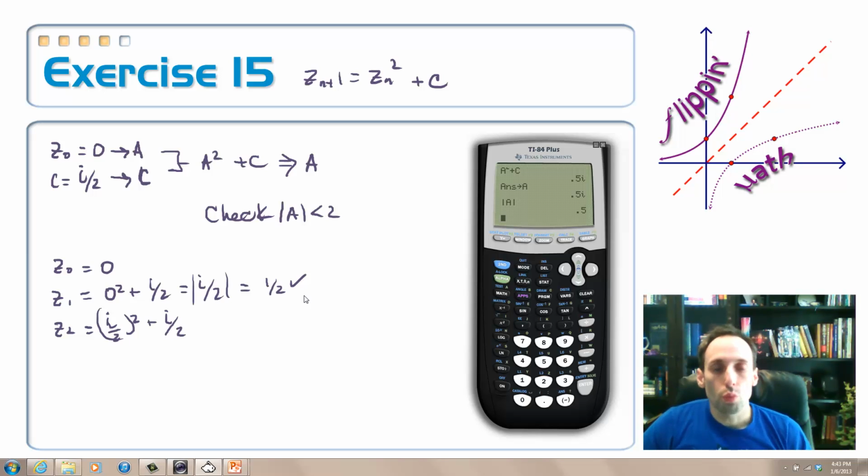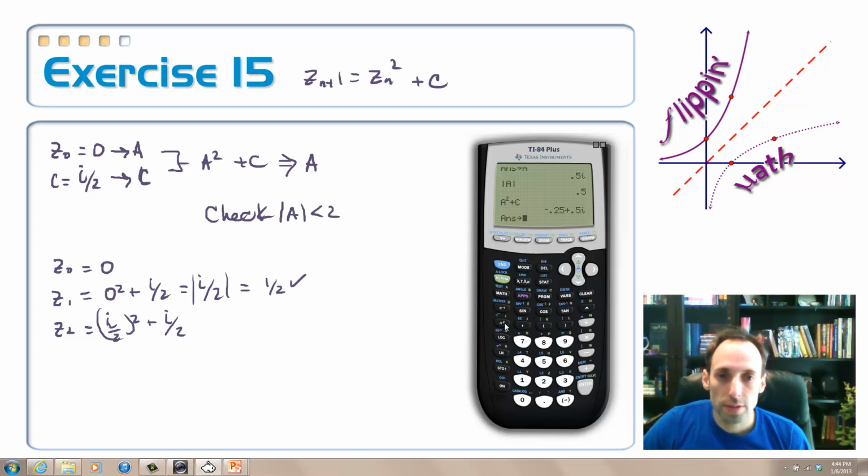Okay, rather than having to type this in again, I'm just going to scroll back up here, get this equation by hitting enter again. Now the A value is not the original 0 that I typed in over here. It's the A value that I stored before, which is 0.5i. So whenever I hit enter, it's going to take that 0.5i and square it instead. And I get negative 0.25 plus 0.5i.